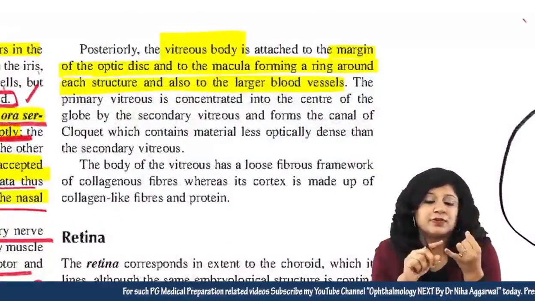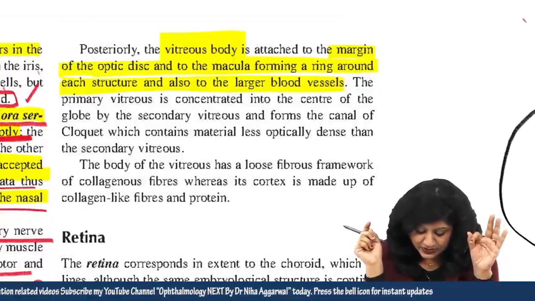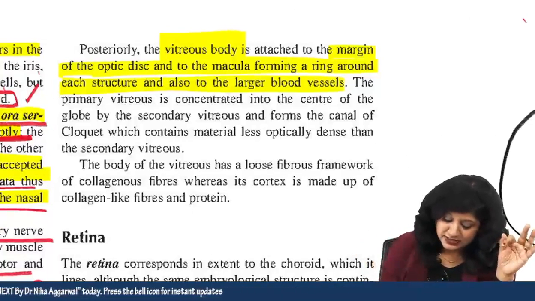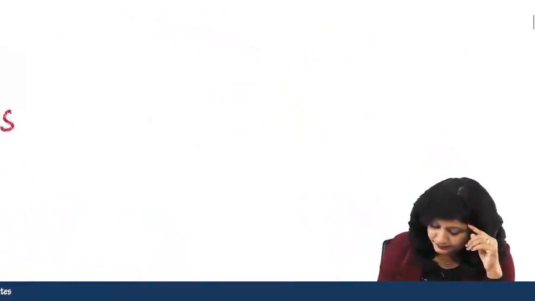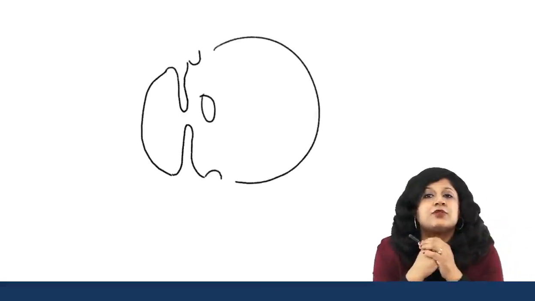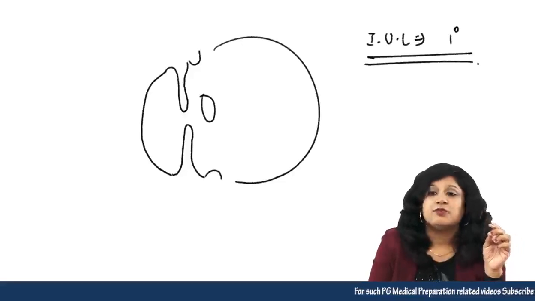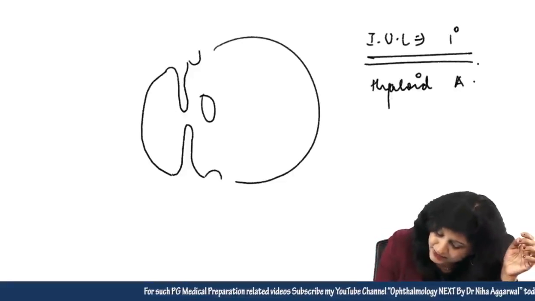So we know about the vitreous base, and we know about the optic disc and macular attachments. The primary vitreous is concentrated into the center of the globe by the secondary vitreous and forms the canal of Cloquet, which contains material less dense than the secondary vitreous. Now they are talking about the basic structure. So what happens if you start with intrauterine life? Whole of the vitreous in intrauterine life is the primary vitreous. Why? Because it is supplied by an artery called the hyaloid artery.